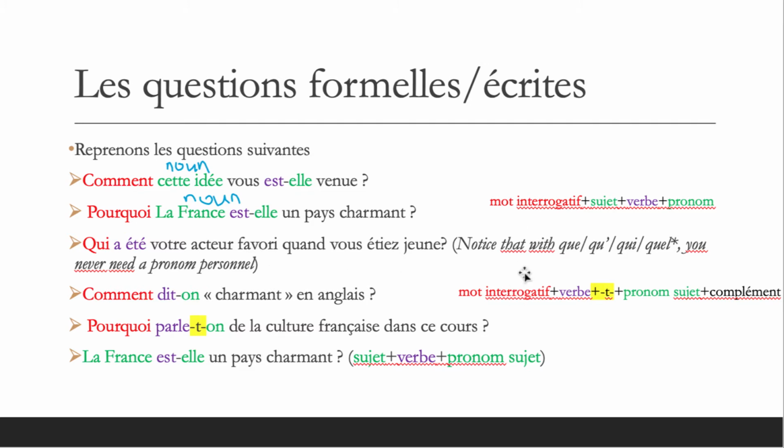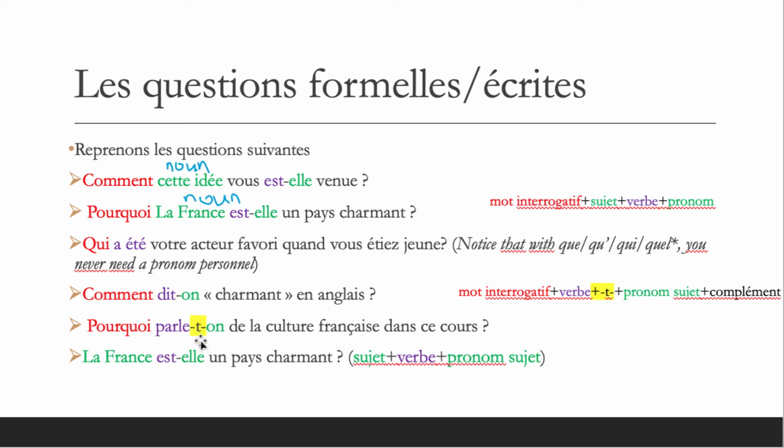Okay, so it's pretty similar to the first one, except that you will not need a pronom personnel with your subject. Okay, same thing here. We already know who we're referring to, who our subject is. Comment dit-on charmant en anglais? Right? So here we have our mot interrogatif, our verb, followed by the pronom sujet, right? So we are saying, how do we say charmant in English? So same thing here. And remember, like we've mentioned, I believe in class, if you have two vowels touching, it gives them a shock.